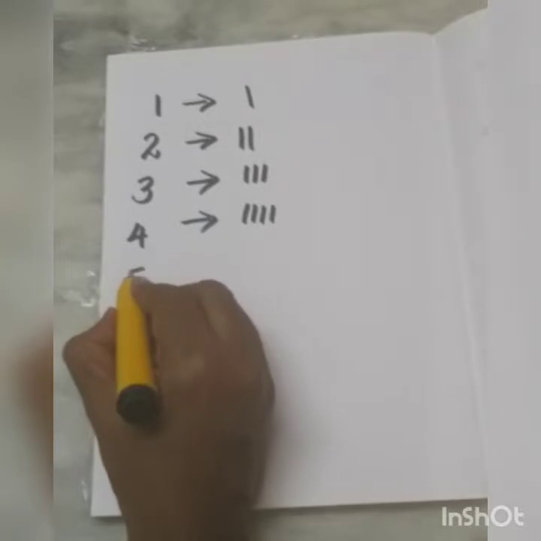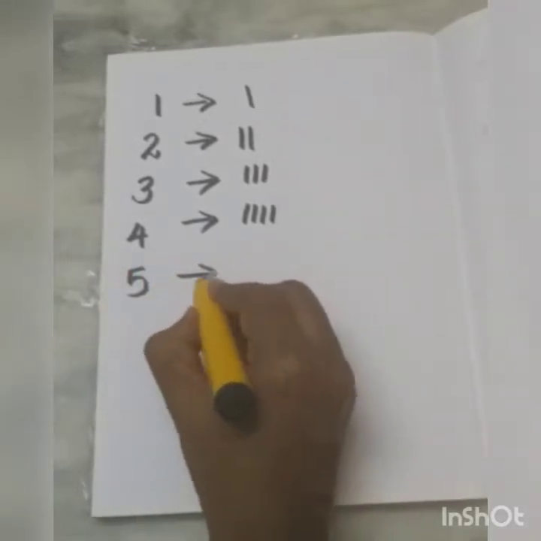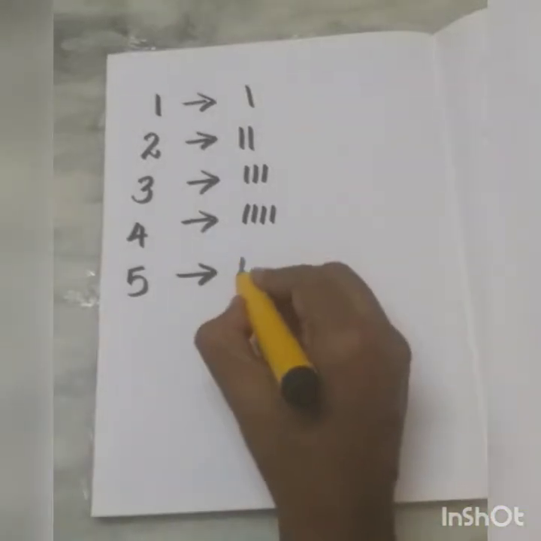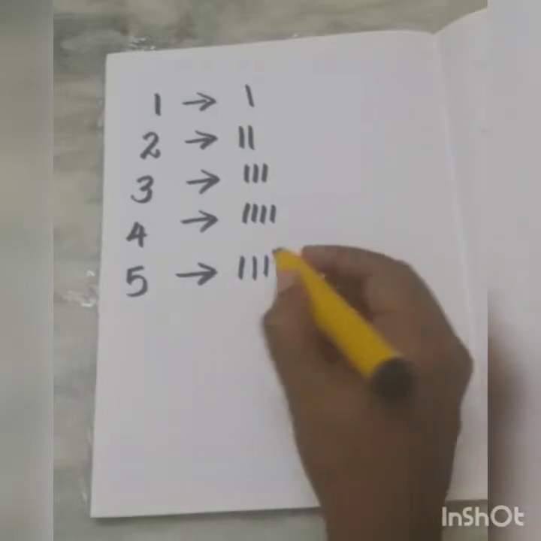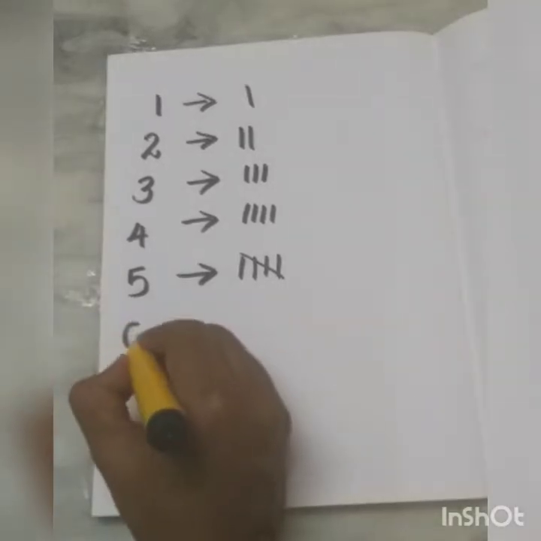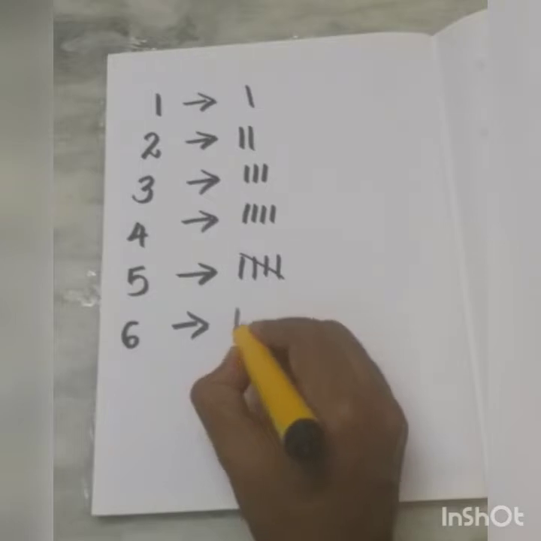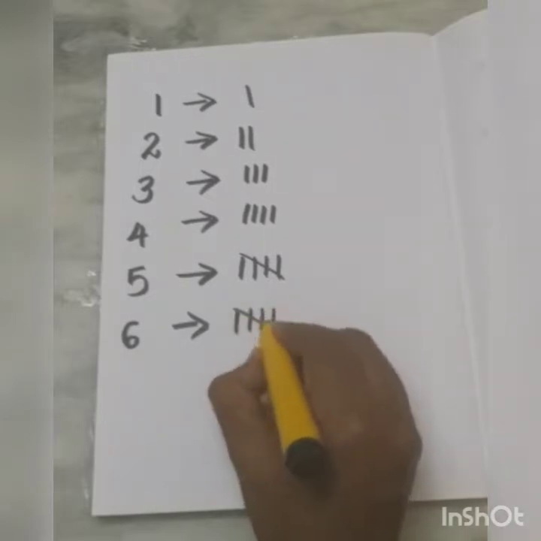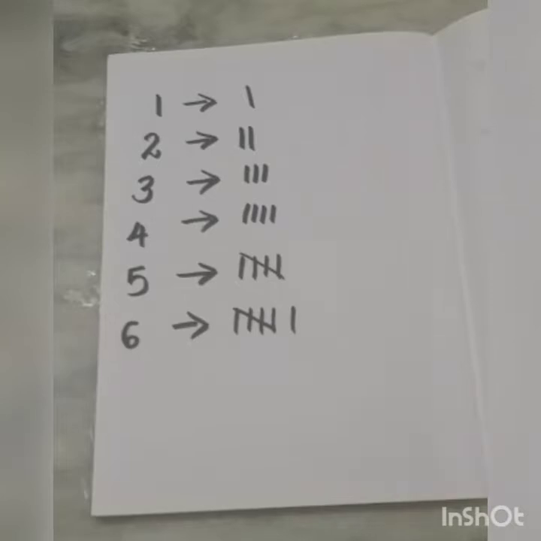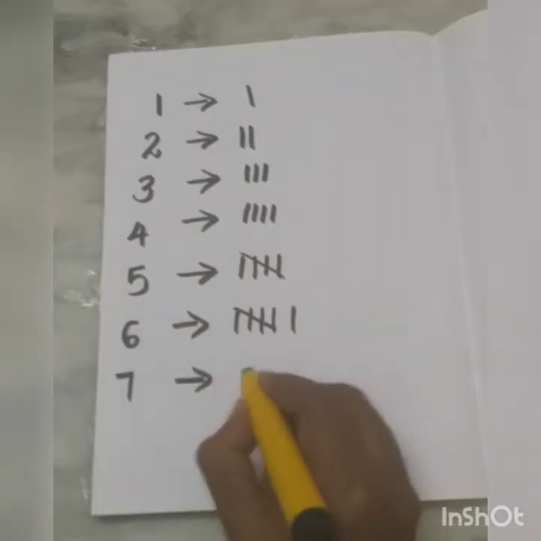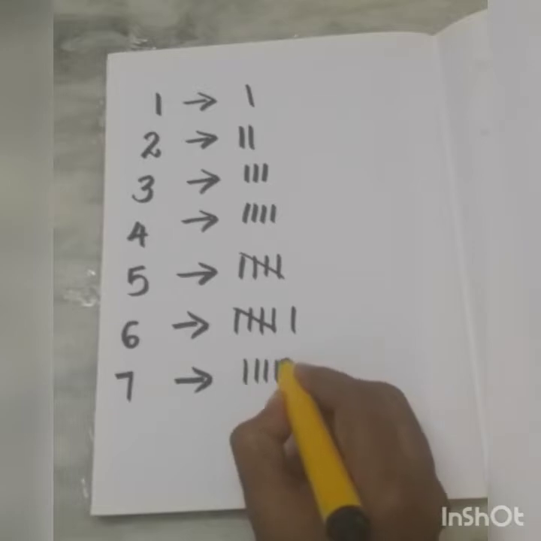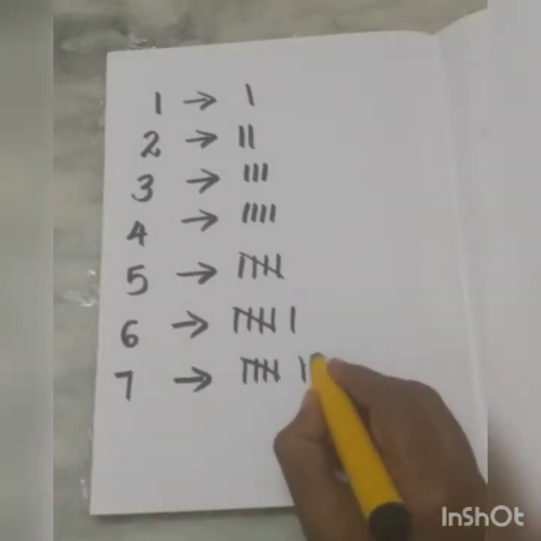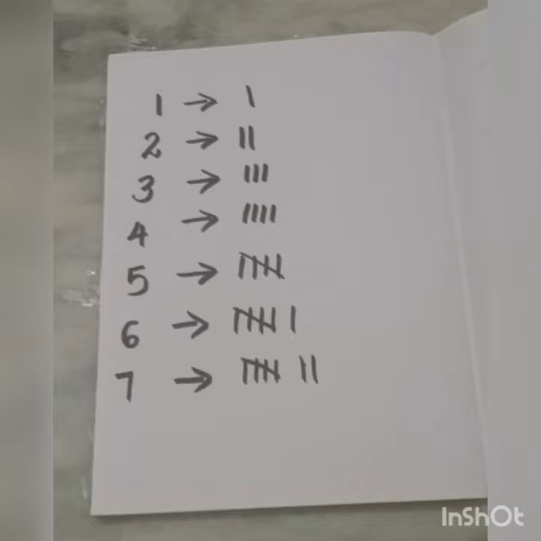Now 5. When it comes to the case of 5, it's not simply putting 5 lines in the same way, but 4 lines you will be putting like this and the 5th line you are crossing out. So this is how we are representing 5. So how will you write 6? First writing 5, this is 5, isn't it? Plus 1. Then 7: 1, 2, 3, 4, 5th line like this, then 6, 7. So in this way you are using tally marks.